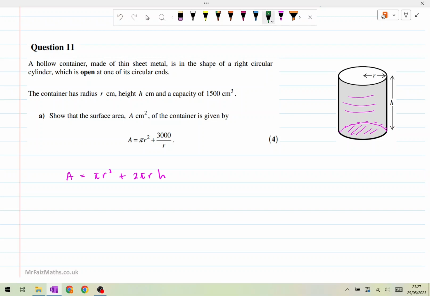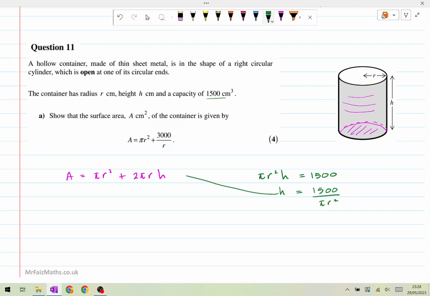So at this point, what you would do is start with the formula for the volume. So we are given that the volume is 1500. Now the volume of a cylinder is given by pi r squared h, and we are told that this is equal to 1500. Now what we could do here is we could make h the subject. So I'm going to say h is equal to 1500 divided by pi r squared. That's just dividing both sides by this pi r squared term here.